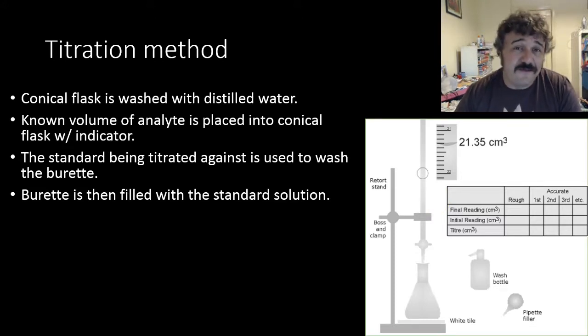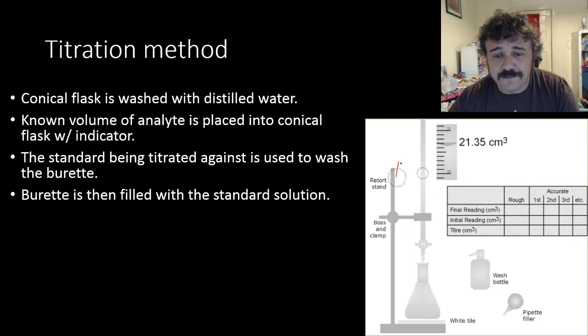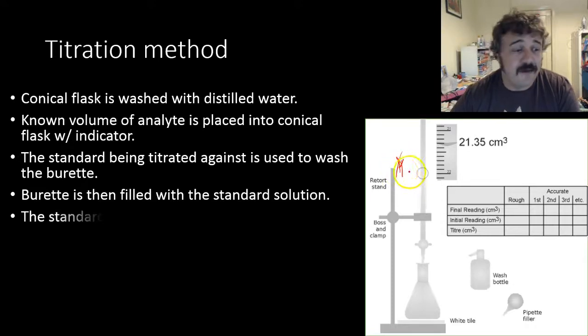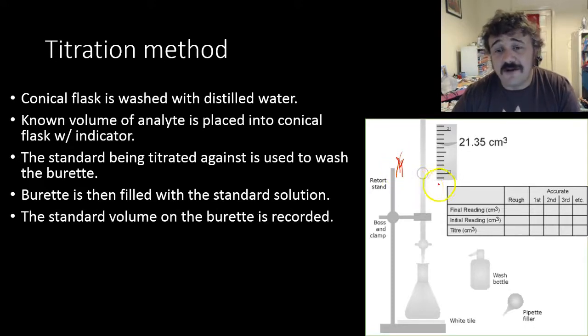The burette is then filled with the standard solution, and you'll do that with a funnel. So here's the top of your burette. Funnel goes in like this, and you pour it in there. But before you're finished, you need to lift that funnel out so it's not sitting against there and going to trap air. The standard volume on the burette is recorded, so where it's starting, and up here we can pretend that this one is starting at 21.35 centimeters cubed, where 1 centimeter cubed equals 1 milliliter.